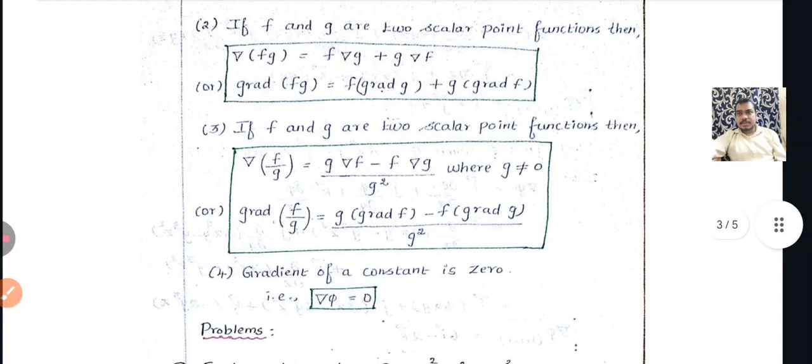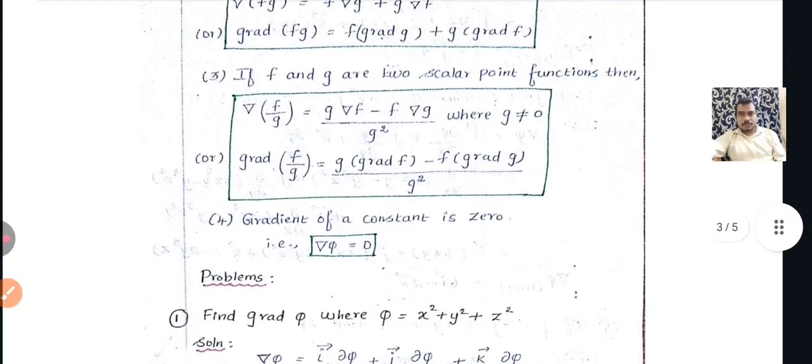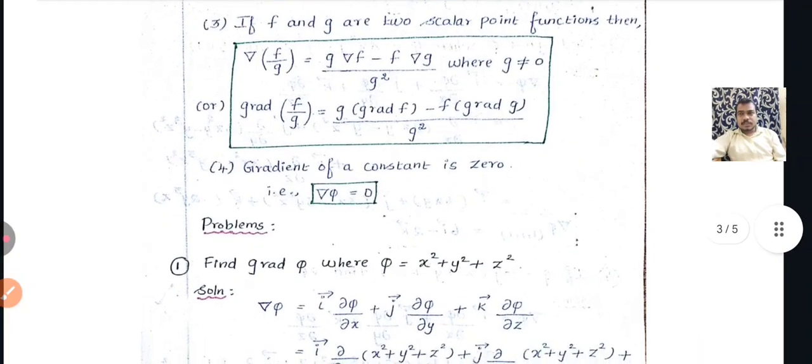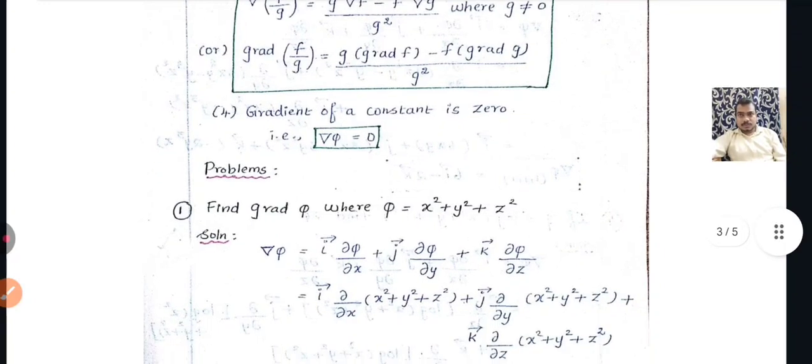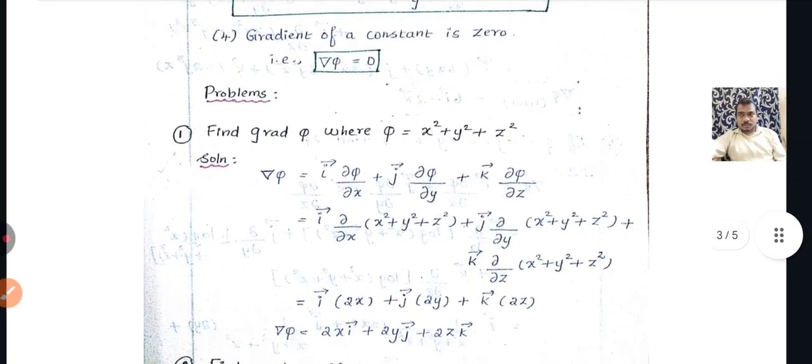The third property is, if f and g are two scalar point functions, then del of f divided by g is equivalent to g into del f minus f into del g, divided by g square, where g is not equal to 0. The fourth property is the gradient of a constant is 0, that is del pi is equivalent to 0.